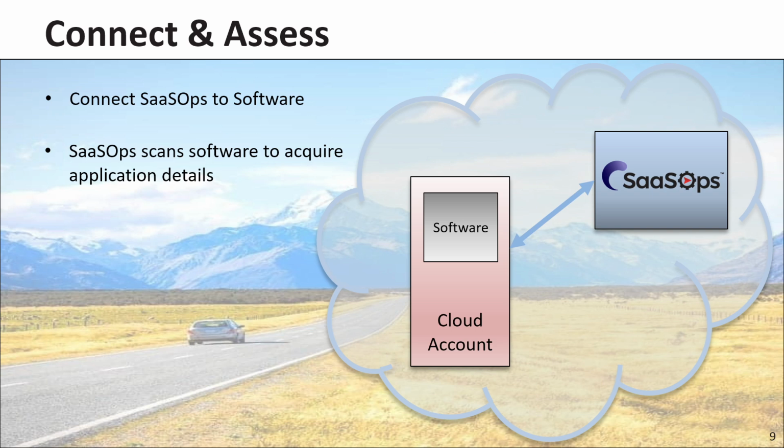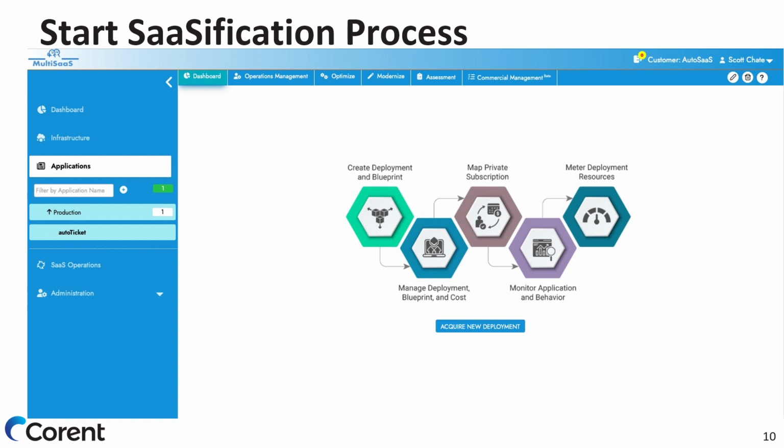The first steps to make a software application into SaaS is to connect and assess. This is where you connect SaaSOps to the software and allow SaaSOps to scan that application to get the cloud deployment options that it needs and to install the agent that will allow it to communicate with that software. To start the SaaSification process, we go through what we call an acquire new deployment, where we point it at the production instance of the application and start the process.